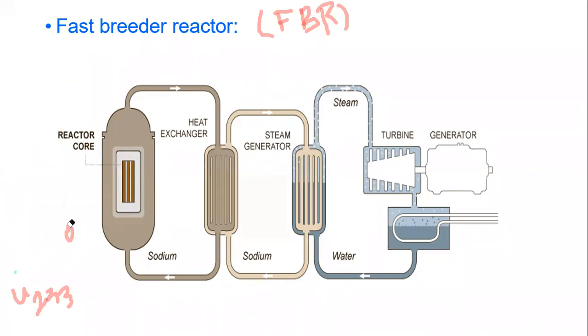In that name, we have the word fast. Fast means that we are producing steam energy very quickly. We are developing the steam energy quickly. That's why it is called the fast breeder reactor.